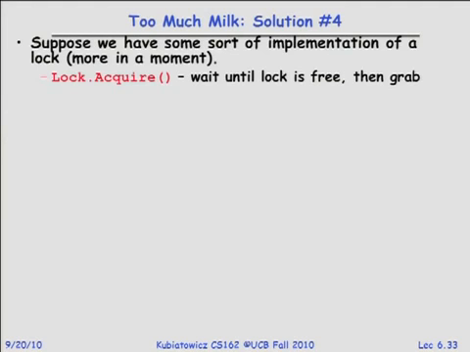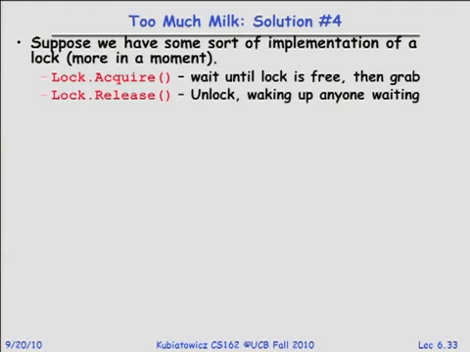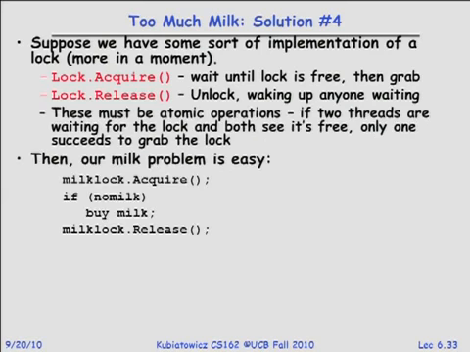In fact, when we talk about a lock, usually what it means is you're actually put to sleep on a queue, so you're not busy waiting. And these are atomic operations. It's not possible for two folks to be in the middle of lock acquire at the same time. And here is our simple solution that works no matter how many roommates there are. They all try to acquire the milk lock. Then they say if no milk, buy milk, and then they release the milk lock.